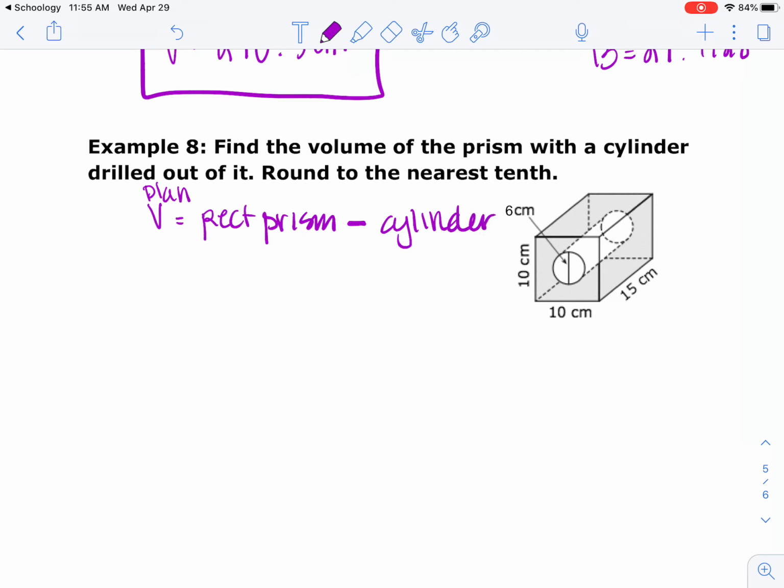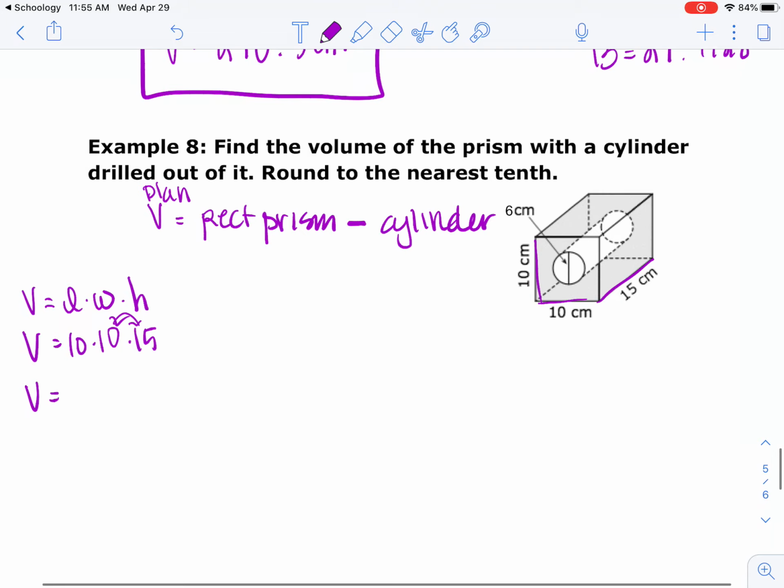All right, so let's start with the rectangular prism. Since it's a rectangular prism, I can use length times width times height. 10 times 15 times 10. And notice it doesn't matter what order you put them in, right? So I have these two switched right now. It's not a big deal, because it's going to give me the same answer. So that is 1,500 centimeters cubed.